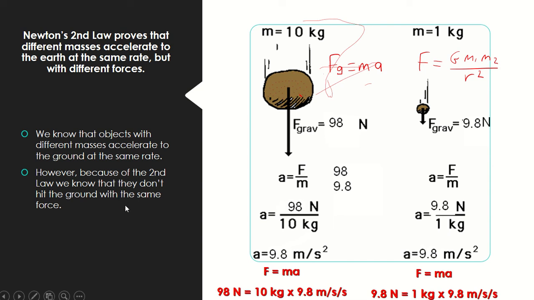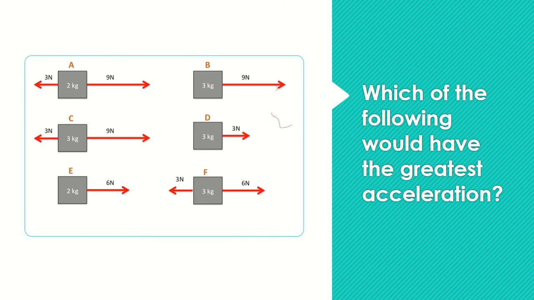But they do hit the ground with much different forces. Now, this is just calculating net forces. So which of the following would have the greatest acceleration? Well, A would have a net force of 6 newtons to the right. This would have a net force of 9 newtons to the right. This would have 6 newtons. This would have 3 newtons. This one would have 6 newtons, and this one would have 3 newtons. So which of the following would have the greatest acceleration?